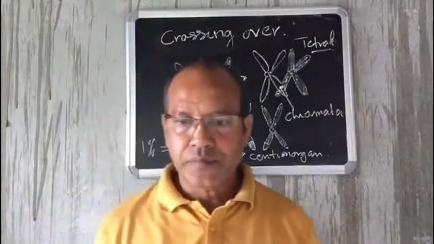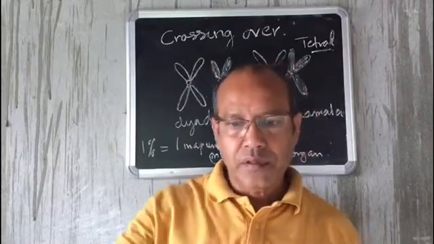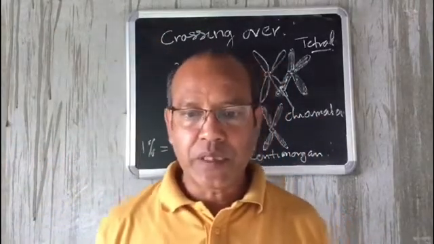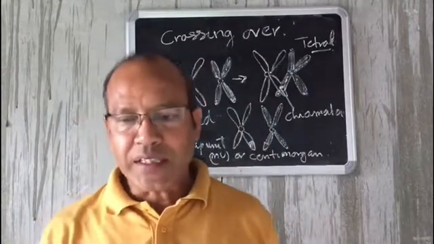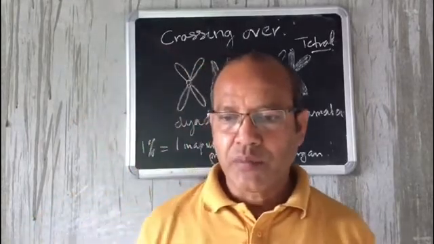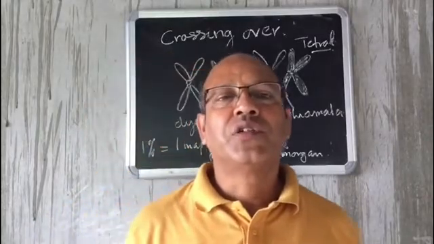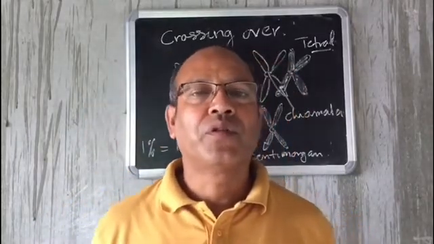And the percentage of tetrads involved in an exchange between the genes is twice the percentage of recombinant gametes produced. So these are the things which we need to remember when we talk about crossing over.